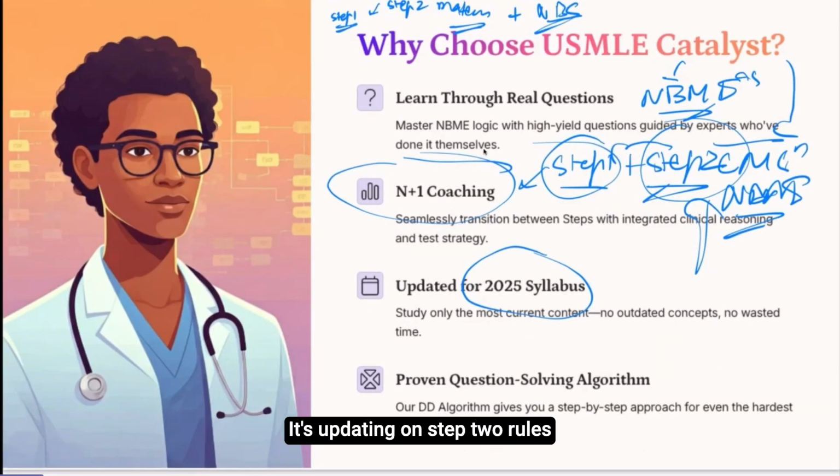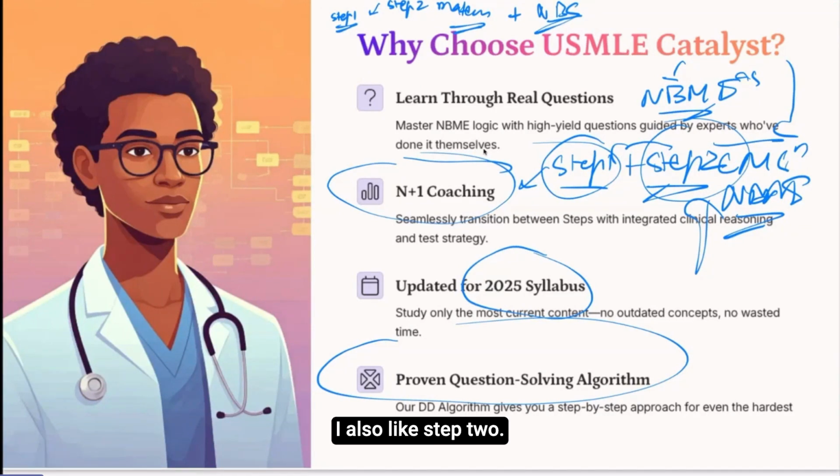It's updating on step 2 rules, and they want more critical thinking, more meta thinking, especially with how good AI is getting at solving questions. They want people who are even better. During this, we'll be taking our N+1 coaching approach, because we want to solve for that for step 1 and step 2. I also like step 2, you'll see step 3 questions pop up all the time. And that's why I want somebody who's done step 3 and crushed step 2 teaching you step 2 material, and somebody who's done step 2 and step 3 teaching you step 1 material, because they can give you that integrated approach that other people are not learning from. And this will be through what I just took you through.